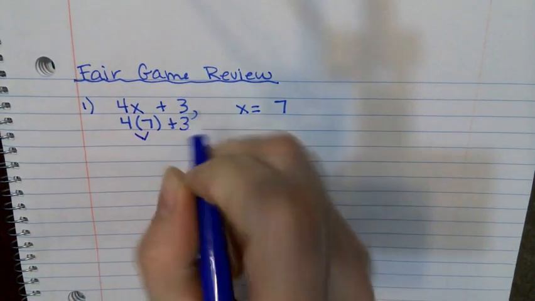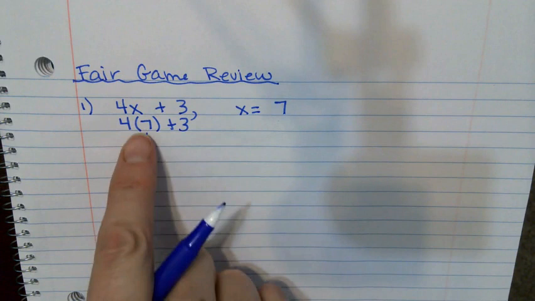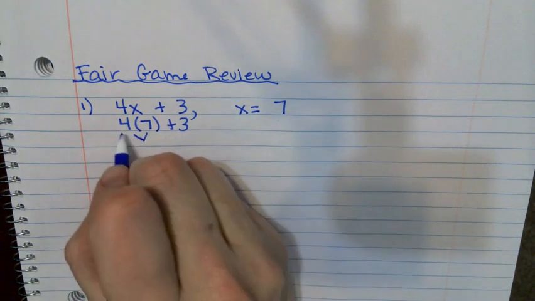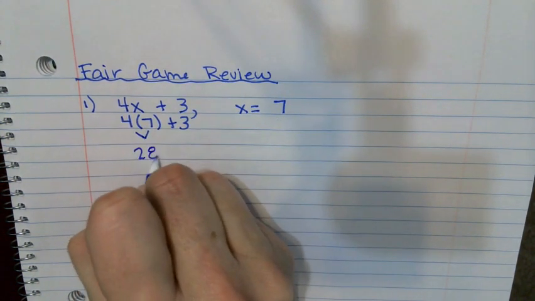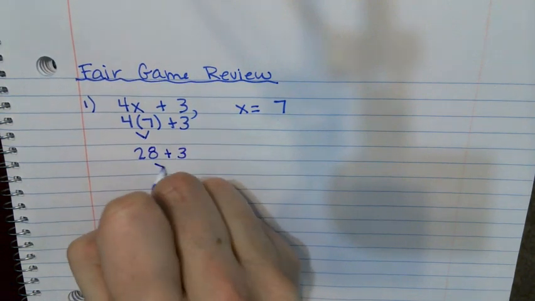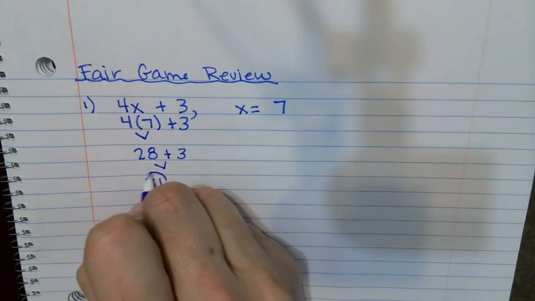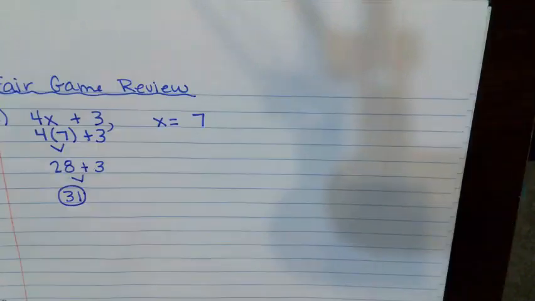Now when I simplify, I'm going to have more than one step because I have more than one operation. So 4 times 7 is 28. Drop down the plus 3, and my final answer is 31. Okay? Perfect.